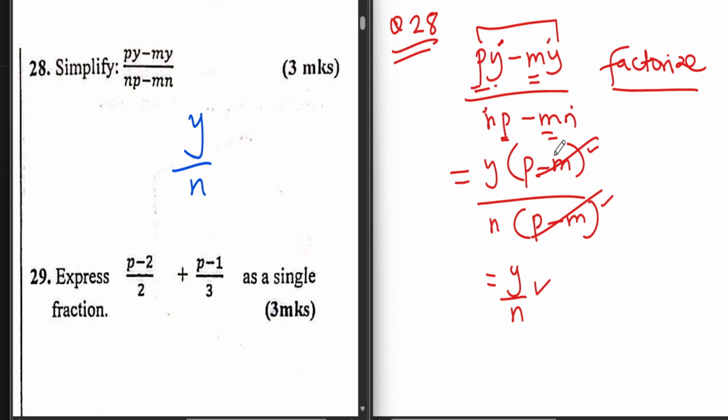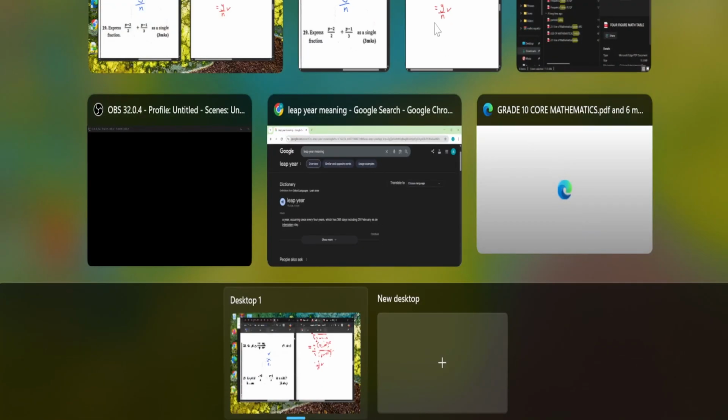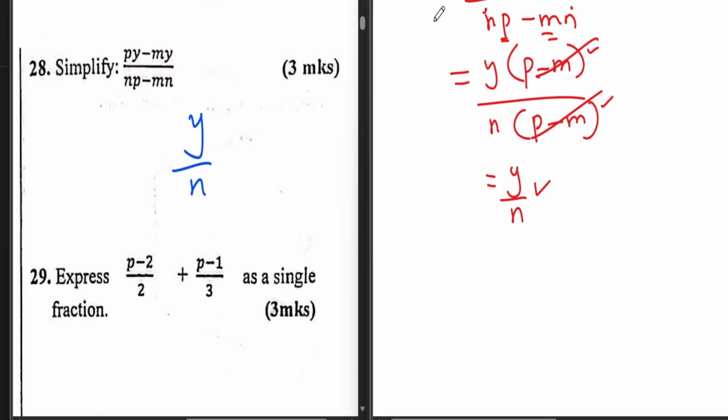Okay, that's question 28. Oh, sorry, I think I went overboard. Question 28. Question 29. Express p minus 2 over 2 plus p minus 1 over 3 as a single fraction. This is also easy.